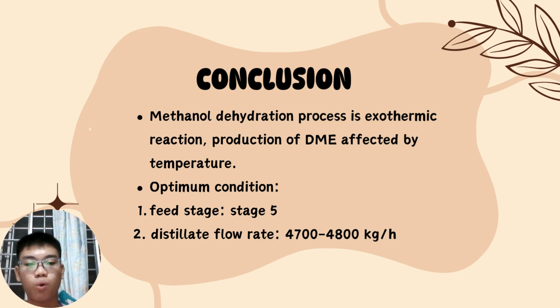Now, let's move to the conclusion of this project. In this study, the methanol dehydration process was simulated using Aspen Plus V14 software. The methanol dehydration process is an exothermic reaction, where the temperature of the reactor will affect the production of dimethyl ether. To optimize the process, there are two main parameters, which are the feed stage and also the distillate rate of the RadFrac. These two main parameters are varied in order to obtain an optimum condition for the production of DME.